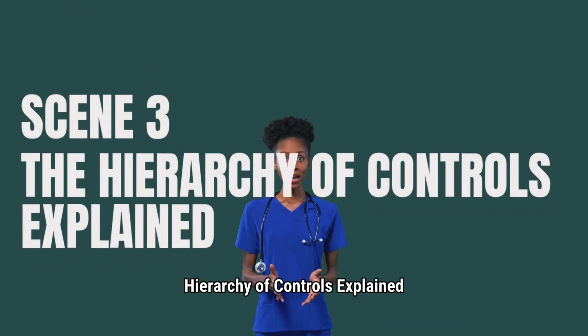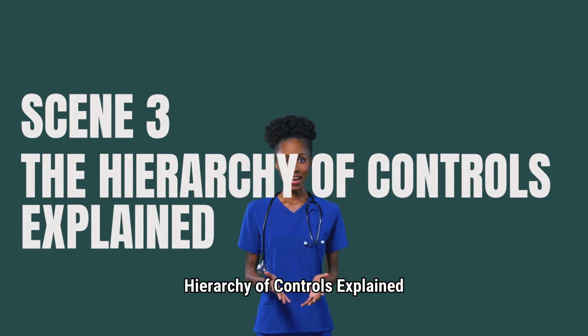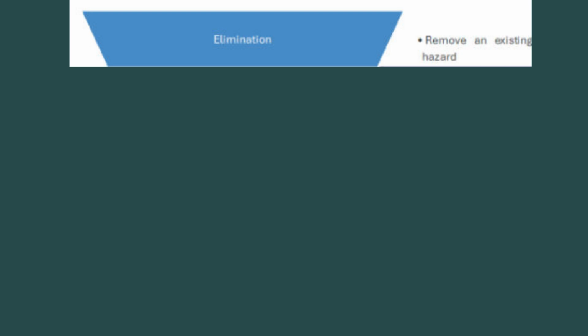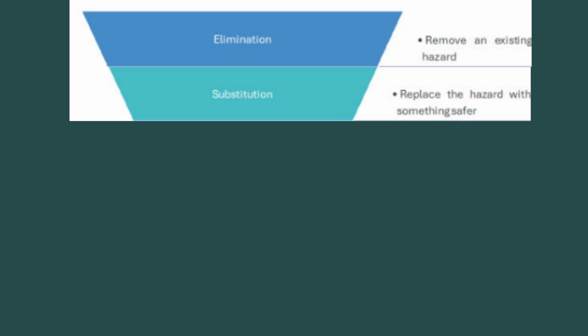Scene 3, the hierarchy of controls explained. The hierarchy of controls includes 6 levels. Elimination, removing the hazard completely. For example, removing trip hazards from the floor or disposing of unwanted chemicals. Substitution, replacing the hazard with something safer. For example, replacing solvent-based paints with water-based paints or installing non-slip tiles.